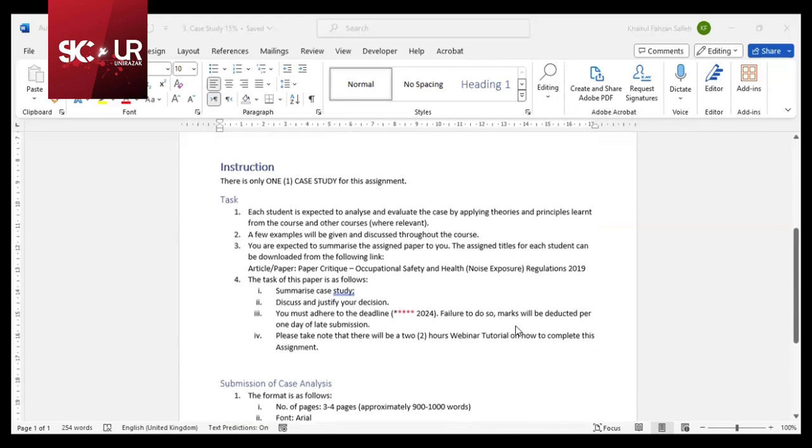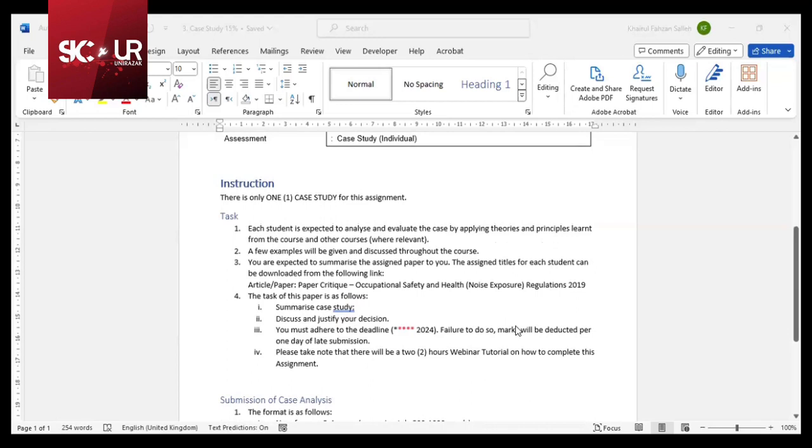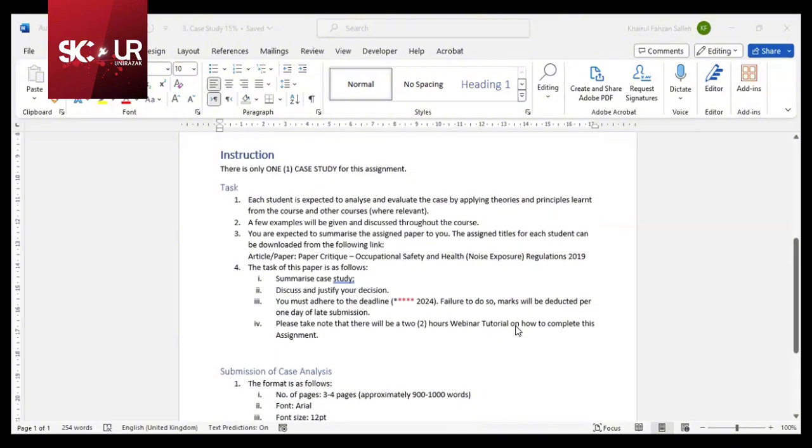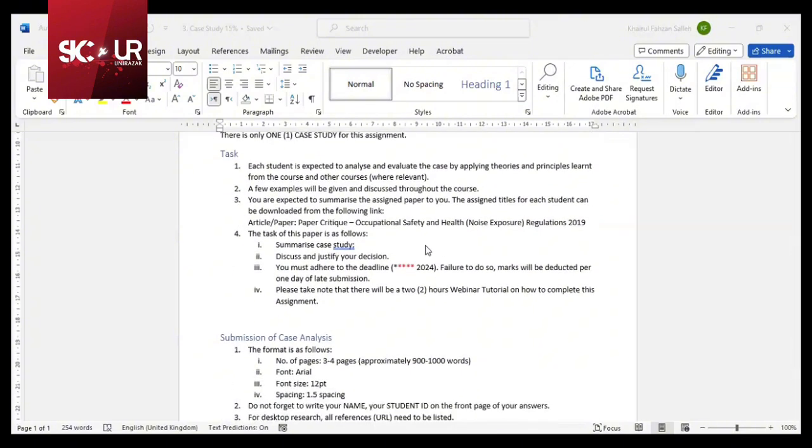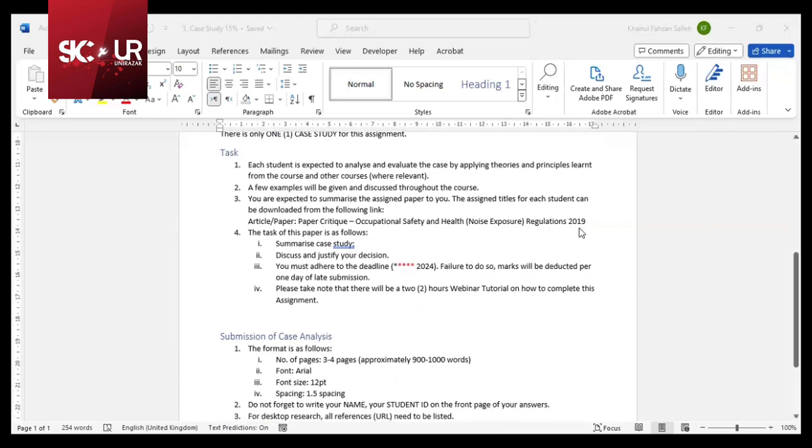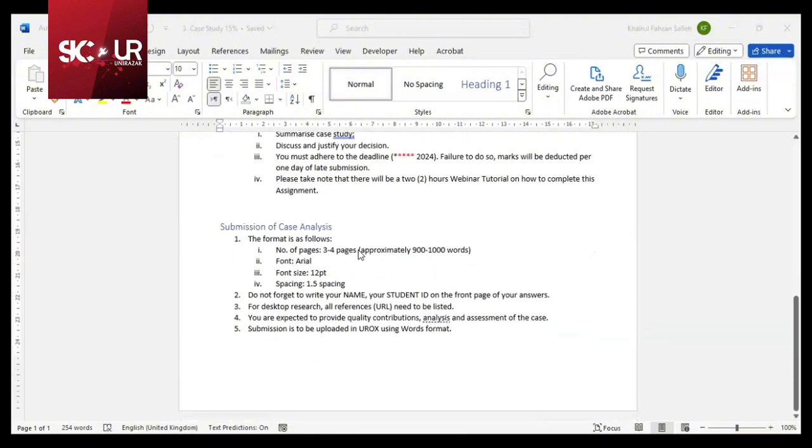Saya nak ubah. You all ada 8 orang kan, jadikan pair. Case study ni pair lah. So apa yang nak kena buat adalah Occupational Safety and Health Noise Exposure Regulation 2019 punya regulation, baca, fahamkan, summarize apa yang ada dekat regulation tersebut, dan discuss, justify your decision. So maksudnya simple je sebenarnya. Paper kritik, awak baca noise regulation tu, apa yang awak faham, dan discuss. Compare dengan yang dah revoke ke dan sebagainya. Tak ada masalah. Simple je.